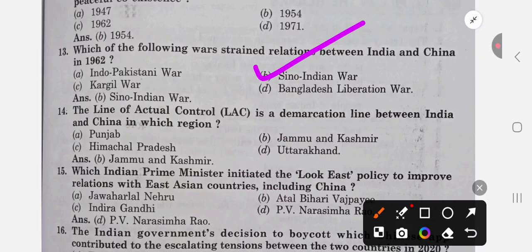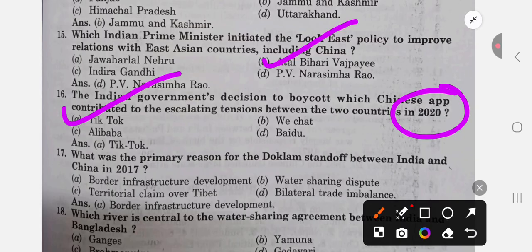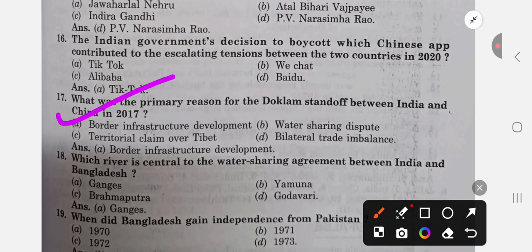The Line of Actual Control is the demarcation line between India and China in which region? It is in the Jammu and Kashmir region. Which Indian Prime Minister initiated the Look East policy to improve relations with East countries including China? It was P.V. Narasimha Rao. Answer is D. The Indian government's decision to boycott which Chinese app contributed to the escalating tension between the two countries in 2020? It was TikTok. What was the primary reason for the Doklam standoff between India and China in 2017? It was basically border tension, a border infrastructure development related problem.